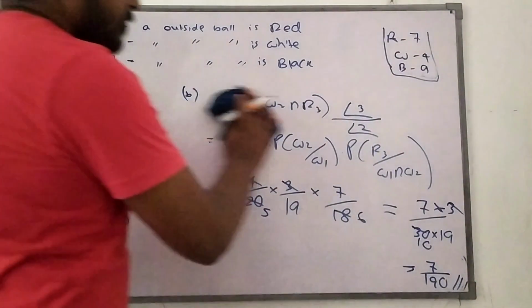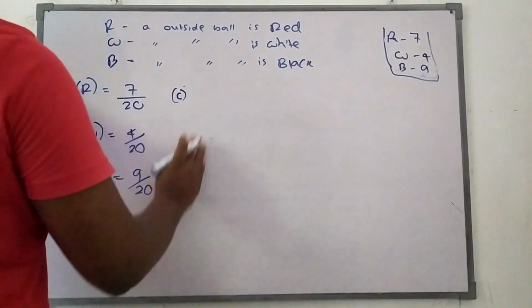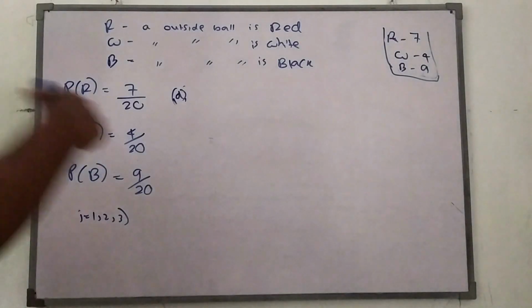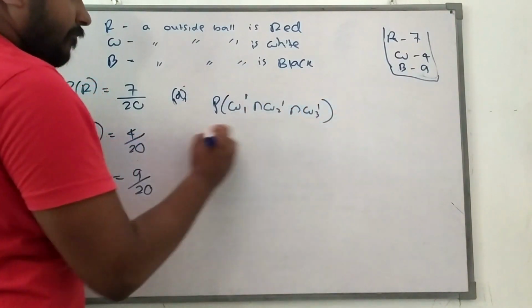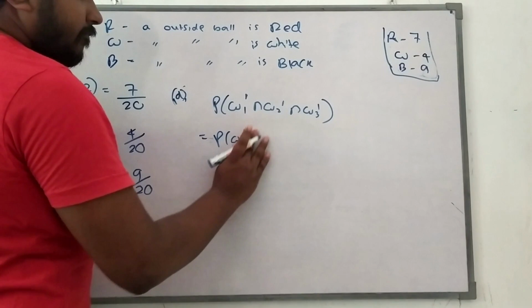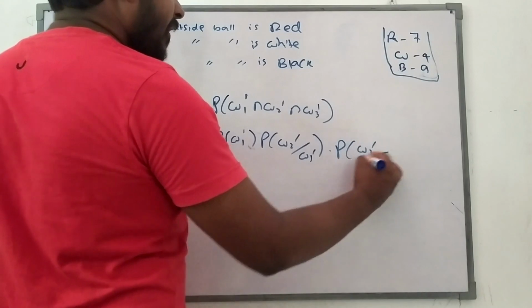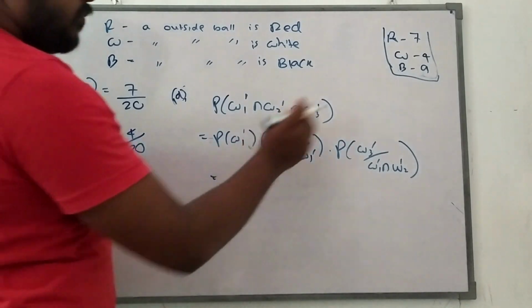And what about part C? Part D, at least 1 will be white. At least 1 will be white means, again the same thing, white dash. P(W1 dash) into P(W2 dash over W1 dash), P(W3 dash over W1 dash, W2 dash). So this is white dash, meaning not white.